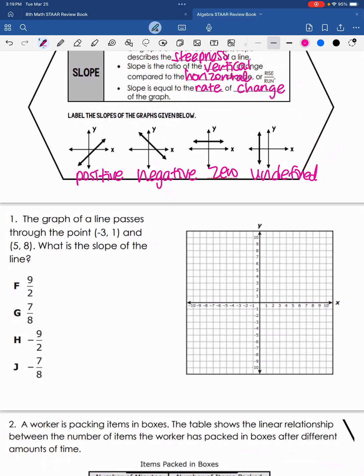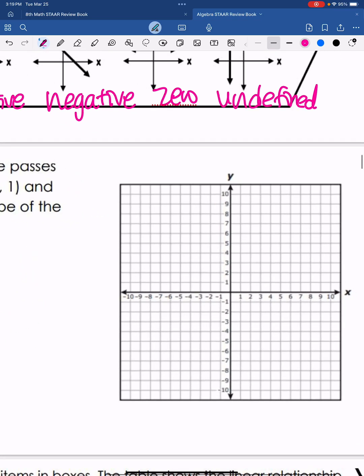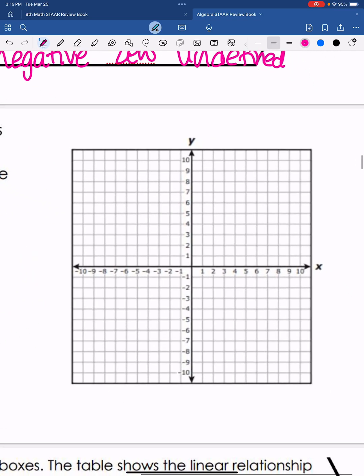Looking at number 1, the graph of a line passes through the points (-3, 1) and (5, 8). What is the slope of the line? Now there's 2 different ways you can do this. You can either plot the points, or you can use your formula with x1, y1, x2, y2. I'm going to plot the points because on the next one, we're going to use our formula. So here we're going to put a point at (-3, 1). Then you're going to put a point at (5, 8).